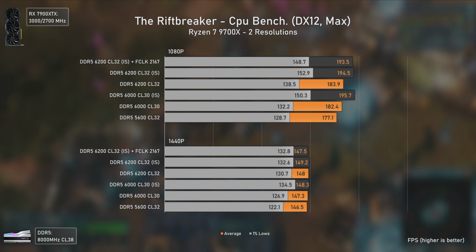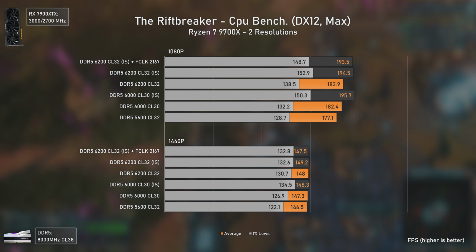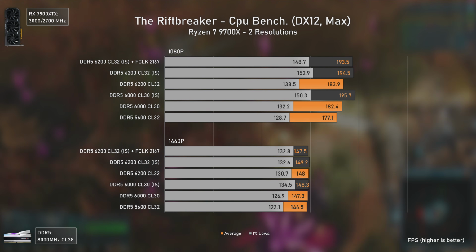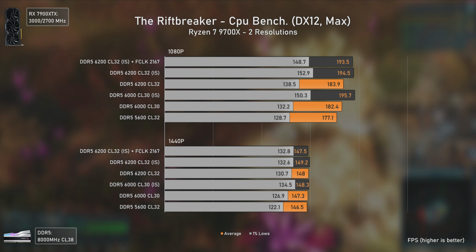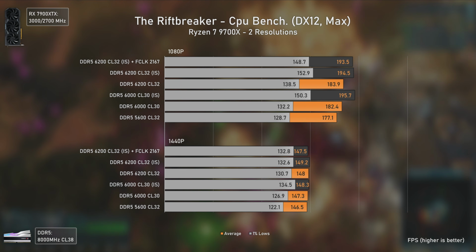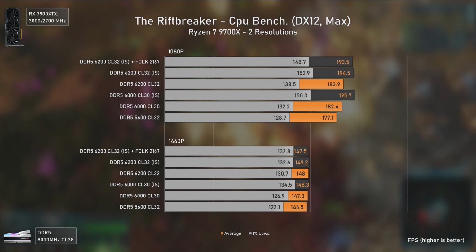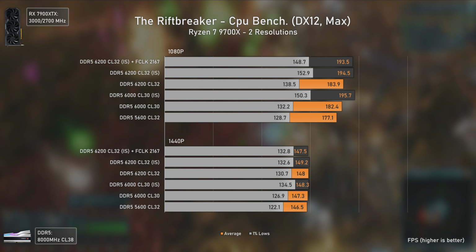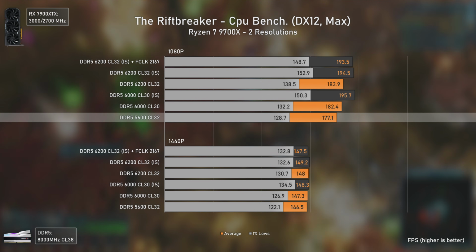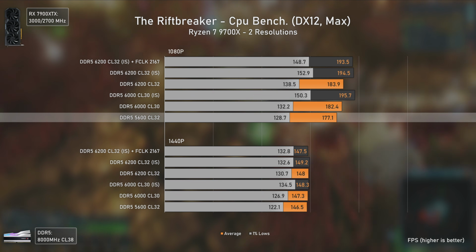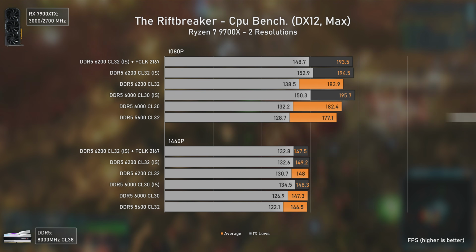As for the Riftbreaker, we're using the CPU benchmark with the latest game version, and the results are more within what we've seen before with the Ryzen 7 9700X. The increased frequency does help a bit of course, but the biggest performance difference is when using improved subtimings, especially when it comes to 1% lows. Also, even with DDR5 5600 you're able to achieve 177 average FPS, which is more than enough for 99% of people.